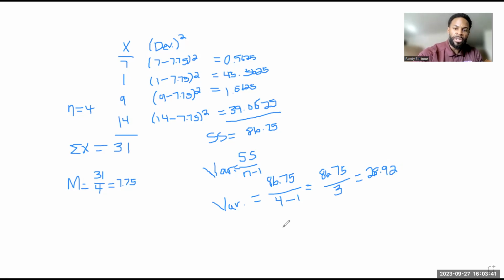If I was asking you to do the standard deviation, all you would do is take your square root of the 28.92. And then it would give you 5.38.